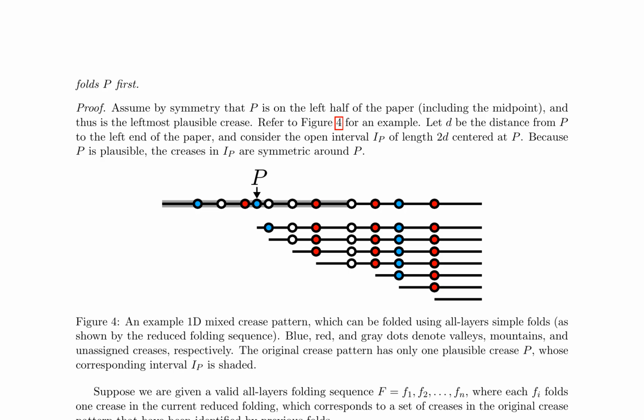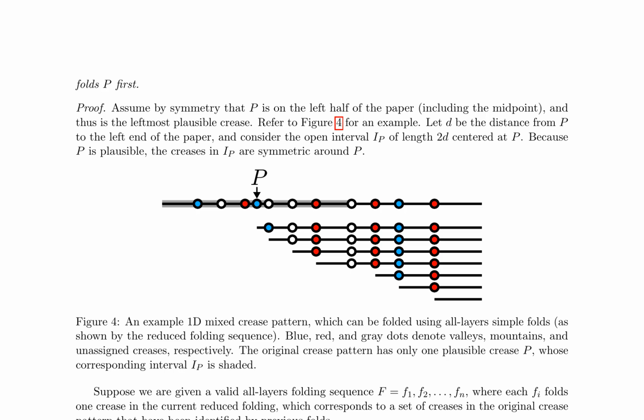The proof of Lemma 3.1 involves considering the open interval centered at the plausible crease and showing that the first fold in this interval must be at the plausible crease. This leads to a refined greedy algorithm that repeatedly finds and folds, if possible, the plausible crease nearest an end.